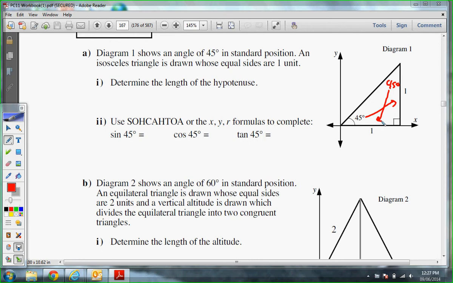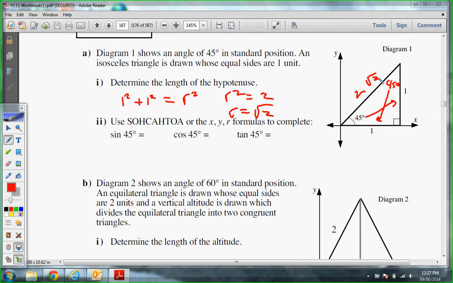Okay, so determine the length of the hypotenuse. So the legs are 1 squared plus 1 squared equals r squared. So we're going to call that r, radius. That's going to be r squared equals 2. So r equals square root 2. Okay, so we know that this side right here is square root 2.